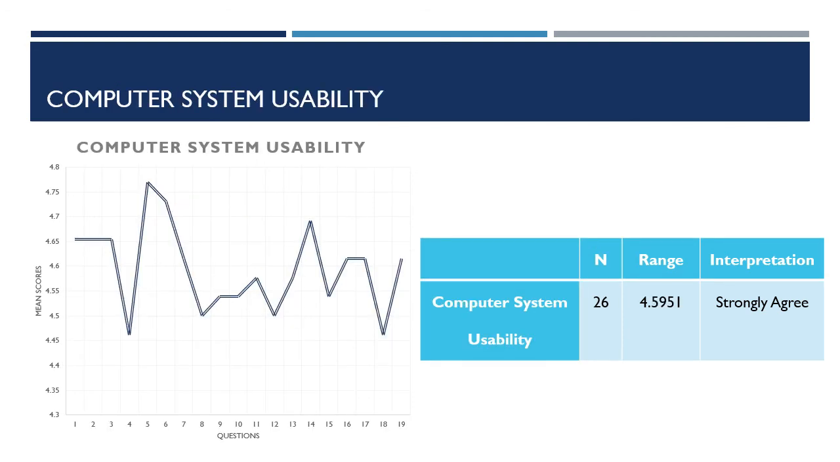And lastly is the computer system usability, with 19 questions asked of the 26 respondents, and we came up with an average of 4.60, which is interpreted as strongly agree. So based on the information and answers from our respondents, we came up with an overall average of 4.60 with the interpretation of strongly agree.